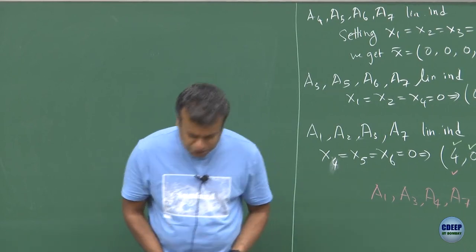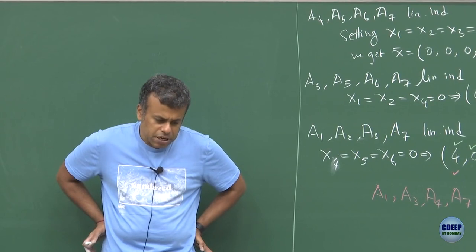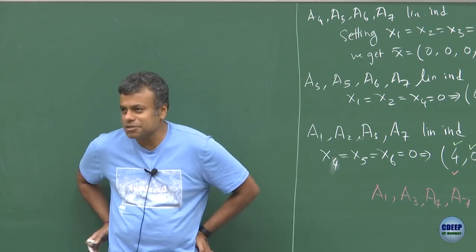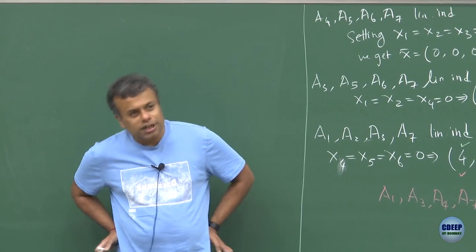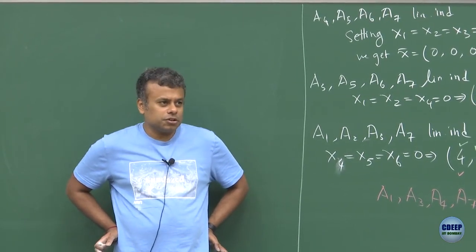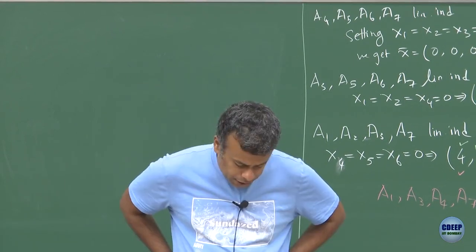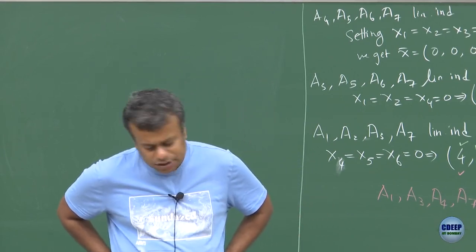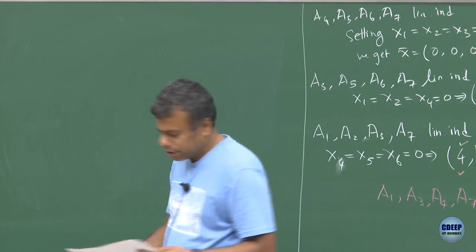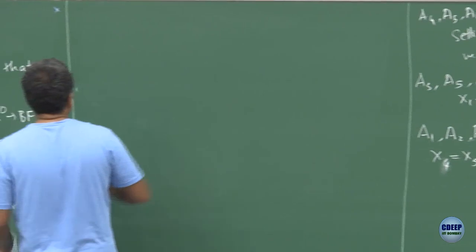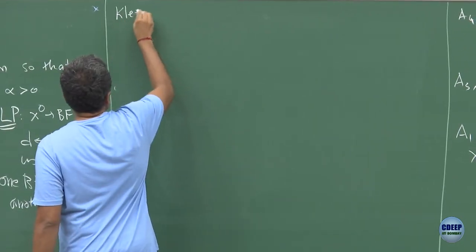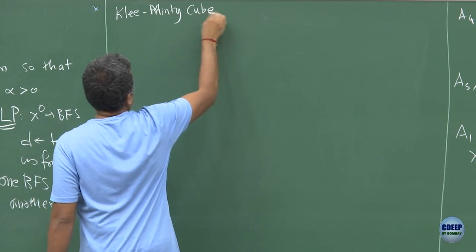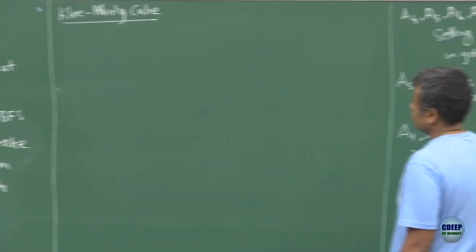How do you establish such a thing, or gather evidence for it? You can carefully construct examples of linear programs for which the simplex algorithm could take a ridiculously large number of iterations. The first such example was constructed in the early 1970s by Klee and Minty. This is what is called the Klee Minty cube.